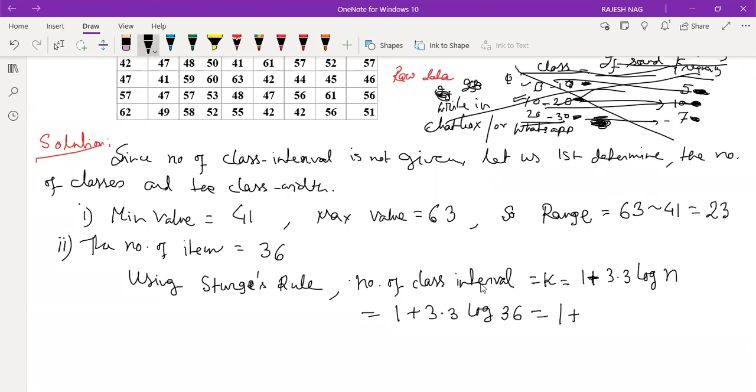So 3.3 into log, and if you use your calculator, mobile or computer, whatever, the log value will be 1.556. I just checked. And that roughly multiplied, you can get 6.13 after adding 1, 6.1358. Just cross-check it if required.